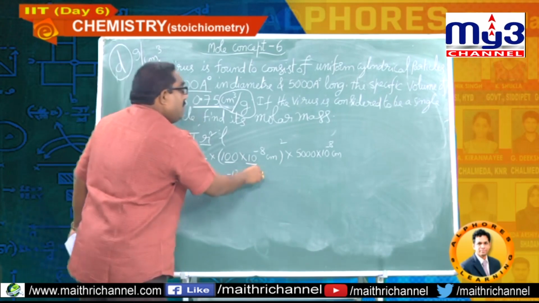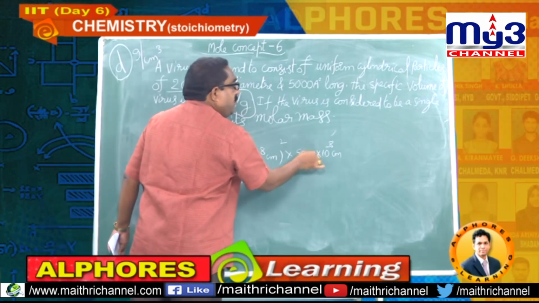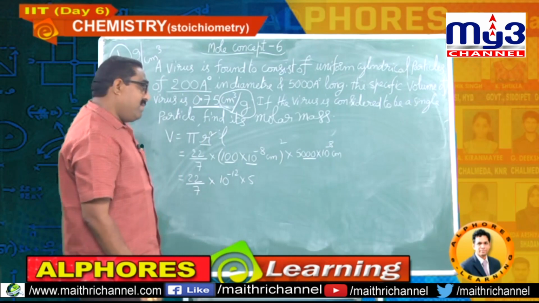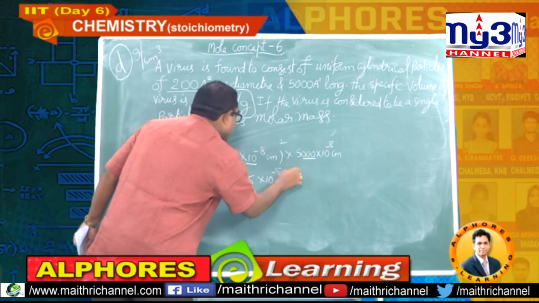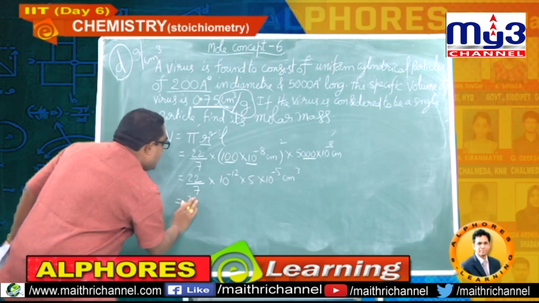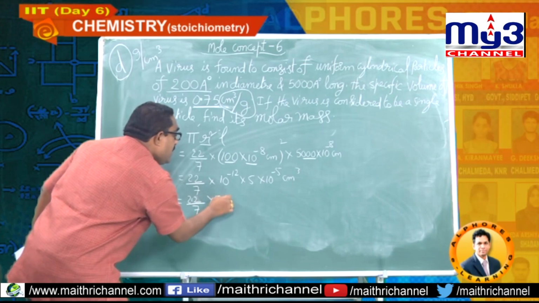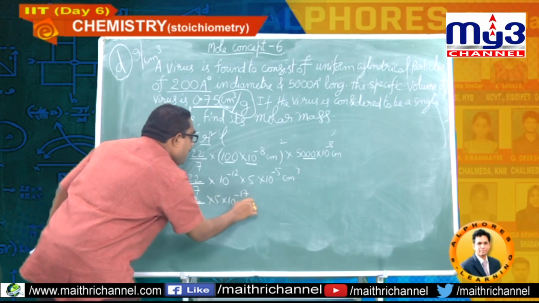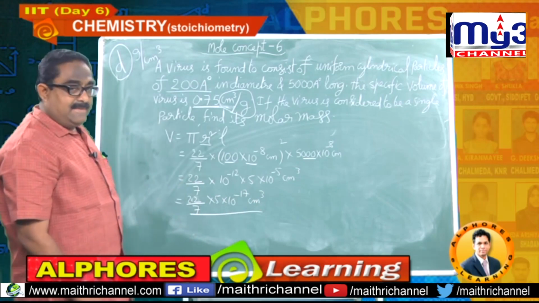Into 5000, this is 10 cube. 10 cube into 10 power minus 8 is 10 power minus 5. So, finally I can write 10 power minus 5 centimeter cube. So, final volume I am writing: 22/7, note down, students, into 5 into 10 power minus 17 centimeter cube. Don't do the calculation, keep it as it is.